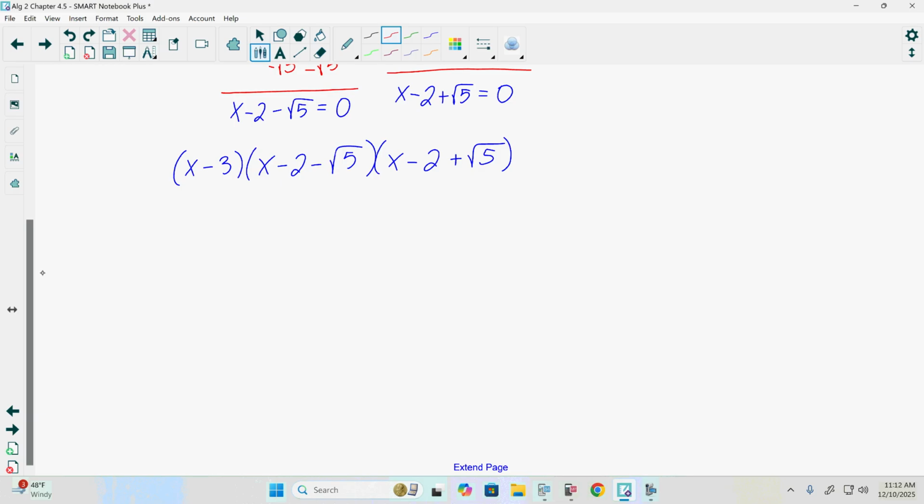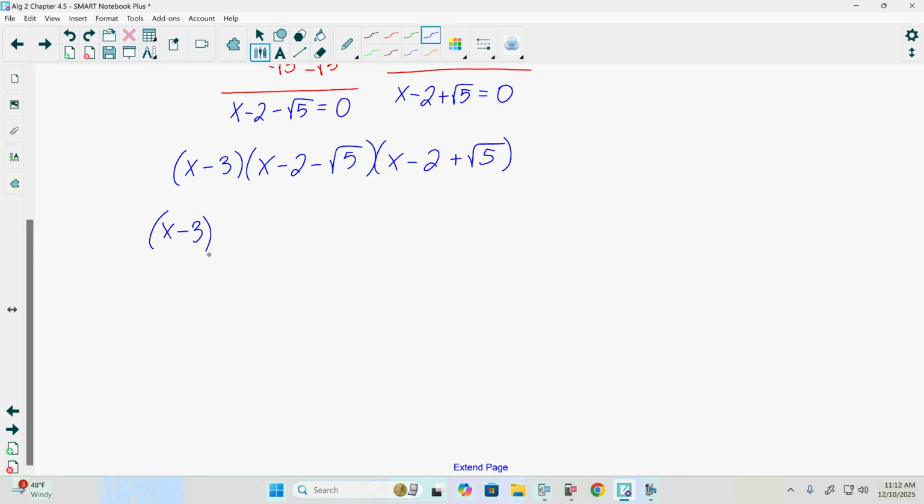We could, if we wanted to, do the x minus 3 times our x minus 2 minus the square root of 5. I would not advise that because we're going to have a lot of terms that won't simplify. It's going to be a lot better and a lot nicer to multiply our irrational conjugate terms, our conjugate expressions, first.